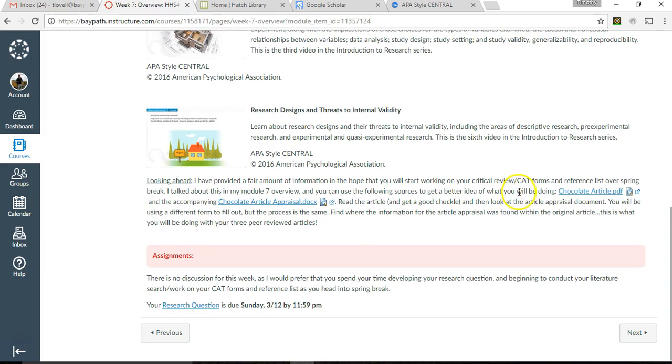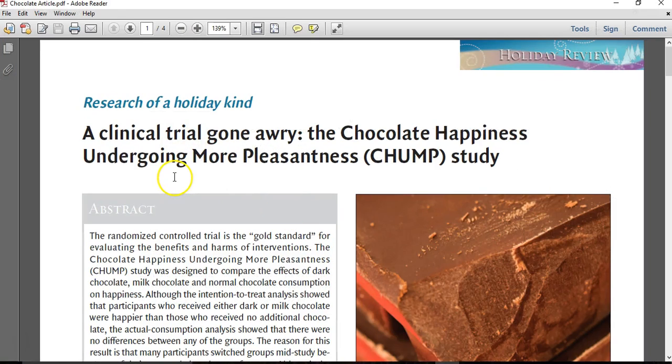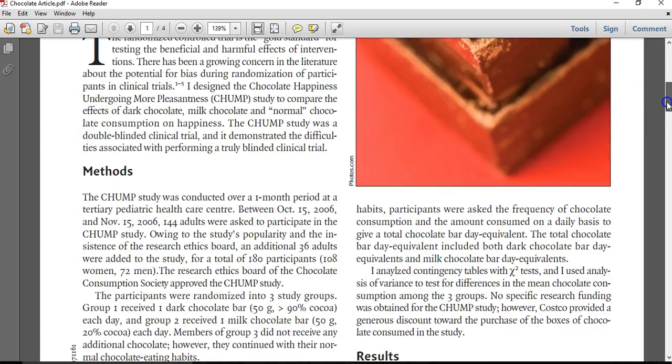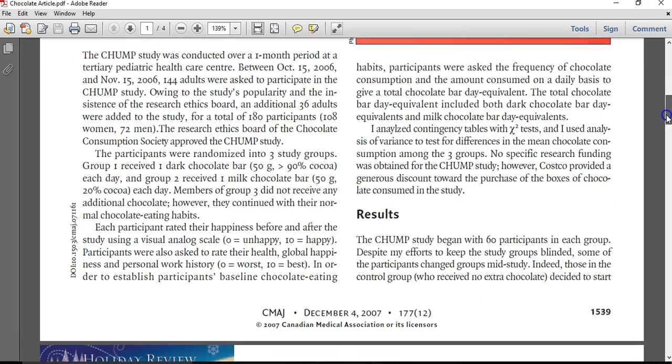So actually what you'll do here is, this is a PDF of an article. It's kind of a bogus study. It's meant to be kind of funny. Like if you look here, clinical trial gone awry, the chocolate happiness undergoing more pleasantness, aka CHUMP study. So it's very tongue-in-cheek, it's not an actual research study. So read through it and get a kick out of it.